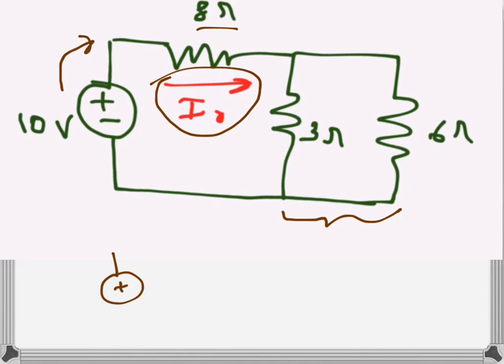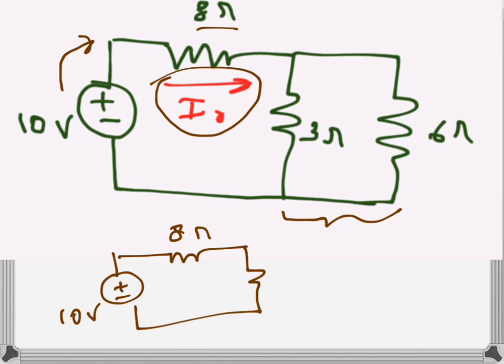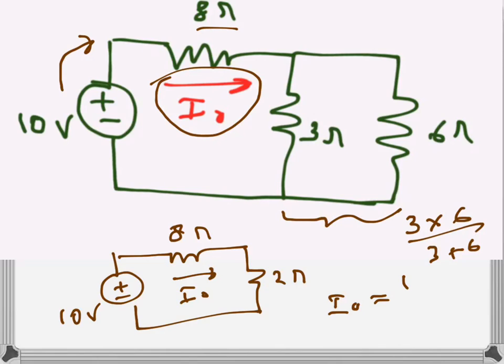So we have 10 volts here, and then we have 8 ohms there, and the parallel combination that will be, since 3 ohms and 6 ohms, the equivalent parallel value will be 3 times 6 over 3 plus 6, that is 18 over 9, that's 2 ohms. So we have 10 volts over 8 plus 2 ohms, that is 10 ohms. So I0 will be 10 over 10, that is 1 amps.